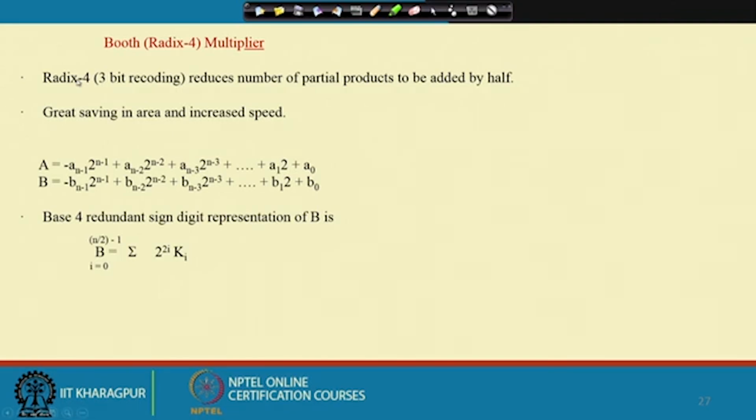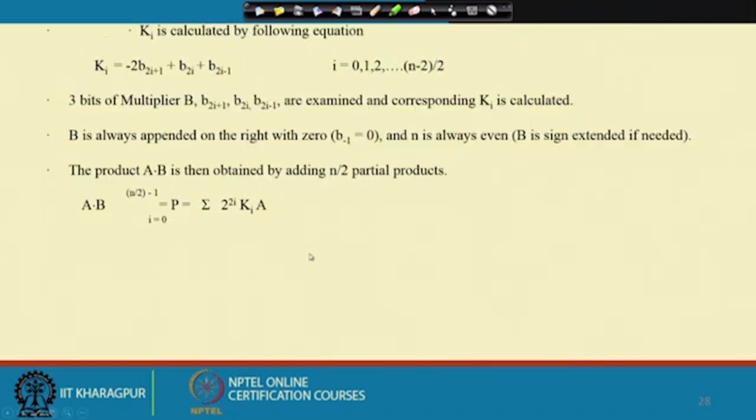So, how has it been recoded? It is basically based on this base 4 redundant signed digit representation of B. Okay, so how is that? The corresponding value has been calculated based on this. The position is like this: 2 b 2i+1 plus b 2i plus b 2i minus 1.